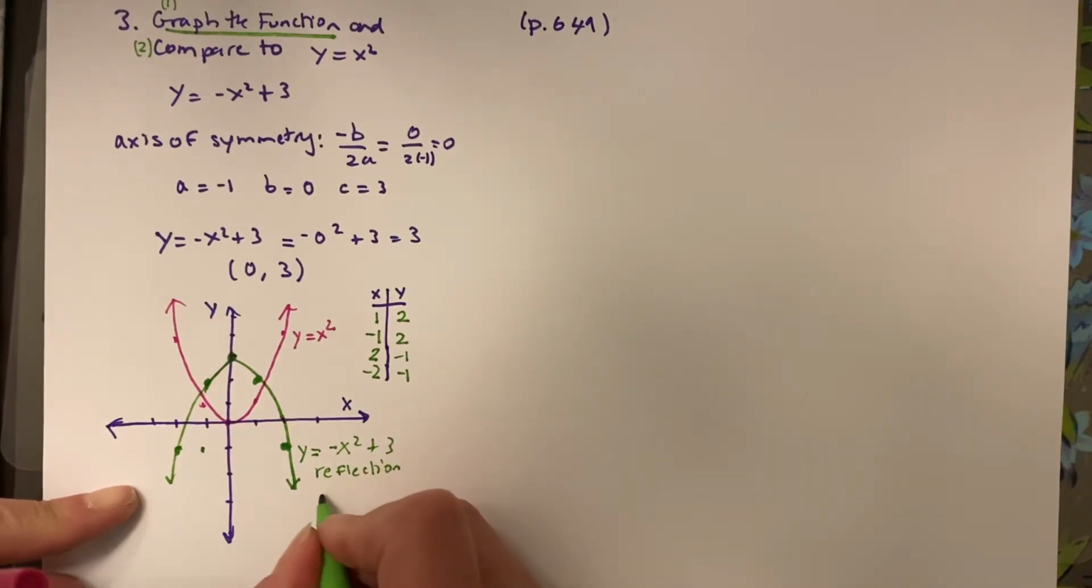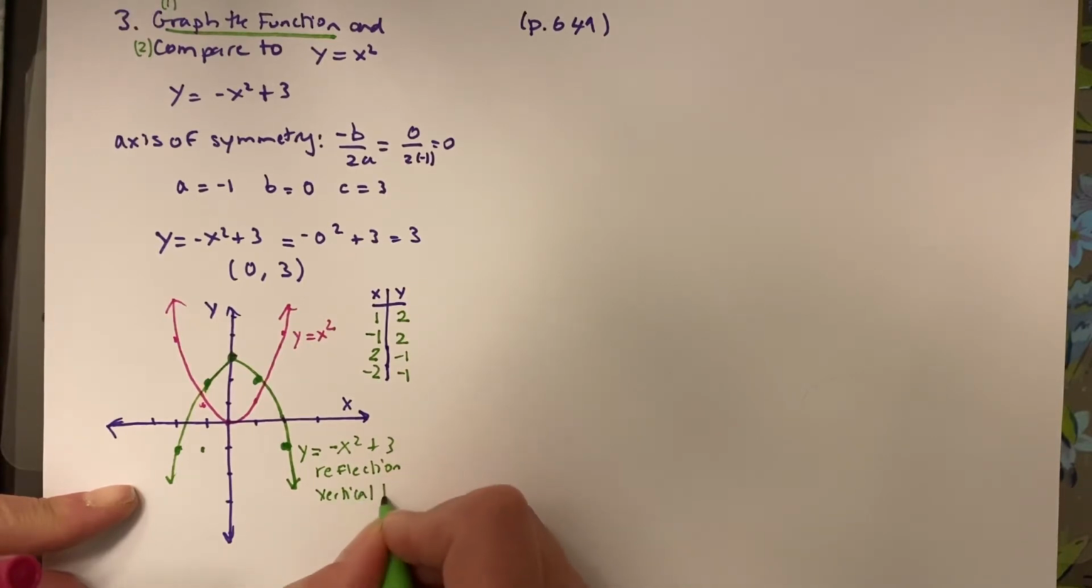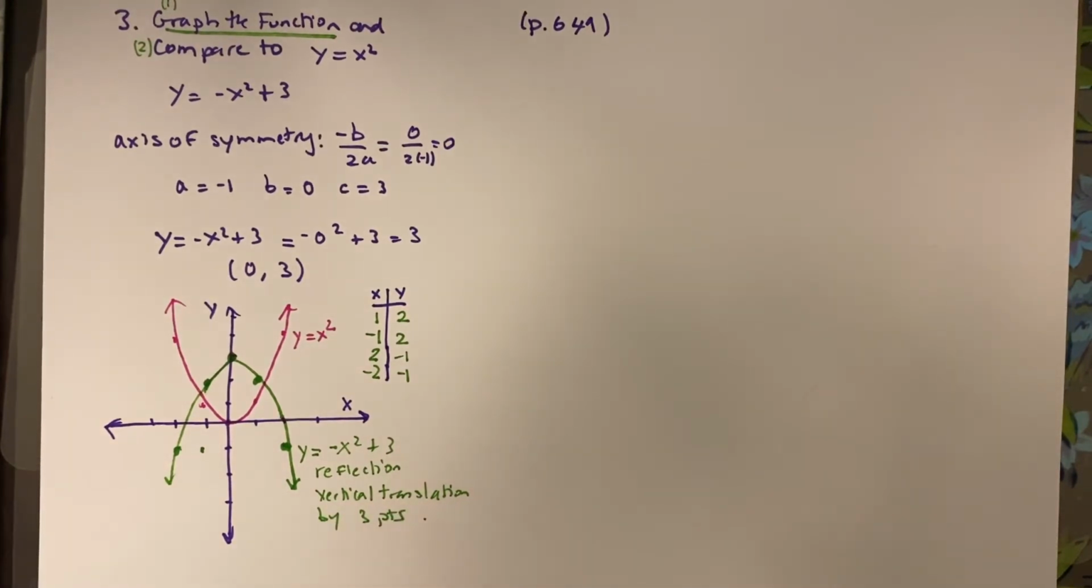And the second thing it is, is a vertical translation by 3 points, okay? So we've now graphed the function, and we've compared it to the parent function. Okay, ready? So that is the first set of problems, 1, 2, and 3 if you look at page 649. So that's the first kind of problem.